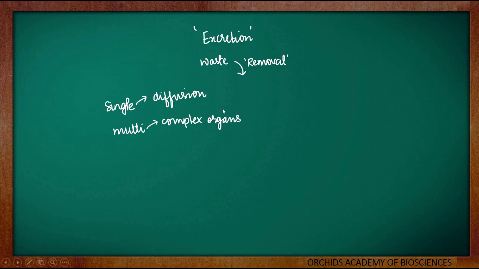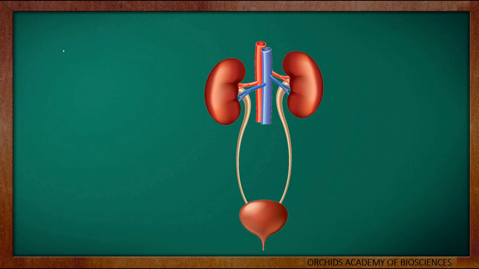Now let us first discuss excretion in human beings. For that, let us see the human excretory system. The human excretory system is made up of kidneys. There is the right kidney and the left kidney. So for us, this may be right and this will be left.